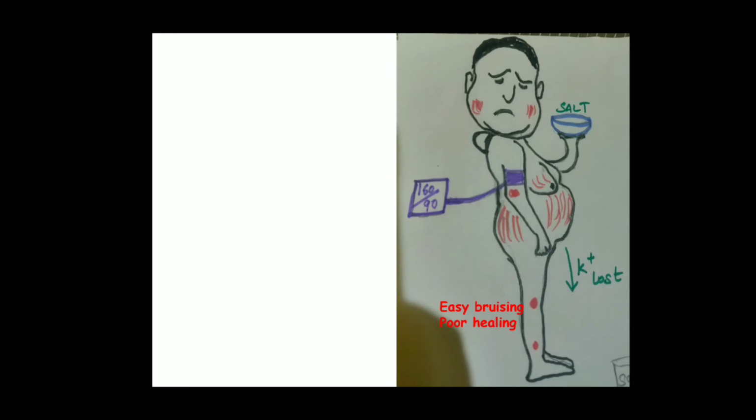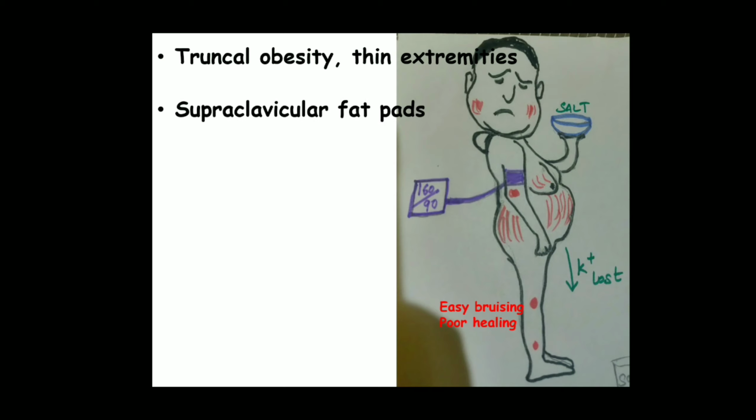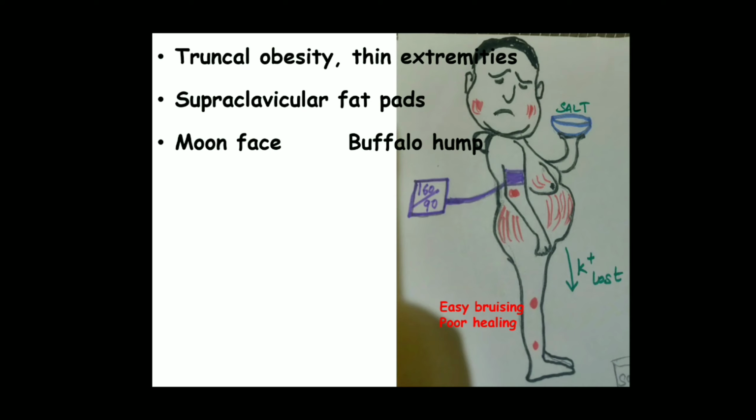What are the features of this Cushing's disease? Whenever you remember Cushing's disease, the first point that comes to your mind is the moon phase. Yes, there will be a moon face, and also truncal obesity and thin extremities. The trunk will be obese but extremities are thin, with supraclavicular fat pads. Buffalo hump and moon face. Then striae, stretch marks, especially over the abdomen. Then osteoporosis and even kyphosis can develop in some patients.